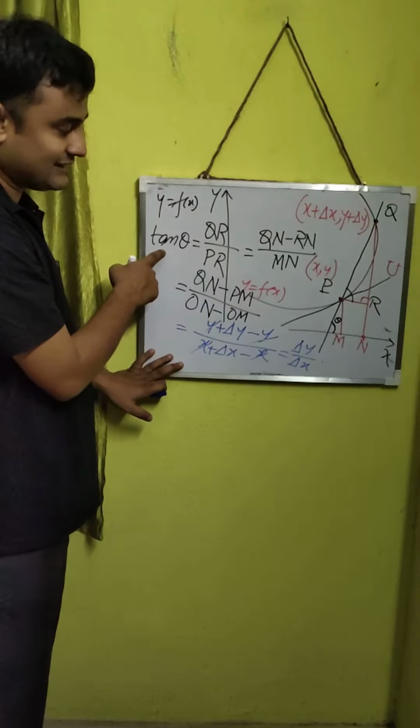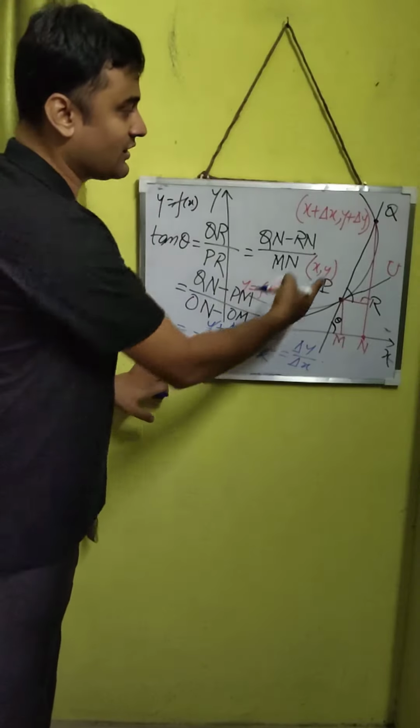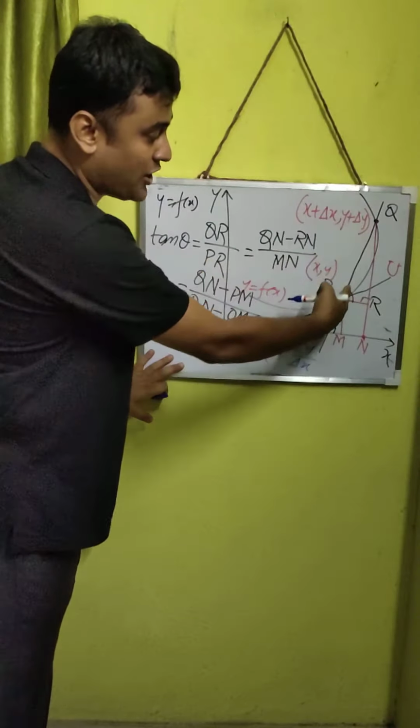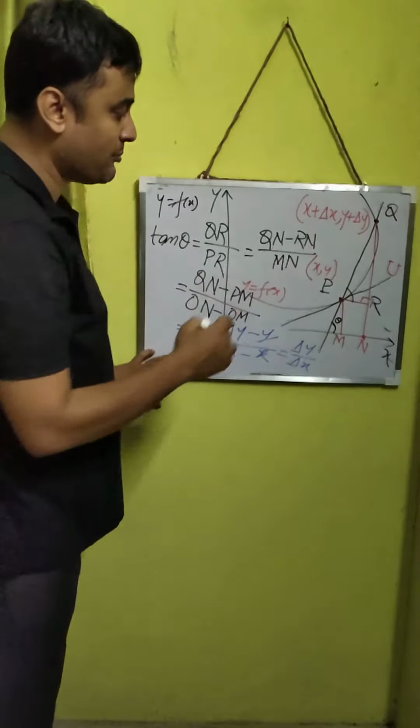Now we started with tan theta. Tan theta is the slope of this chord PQ.